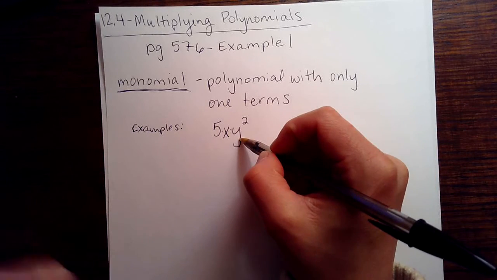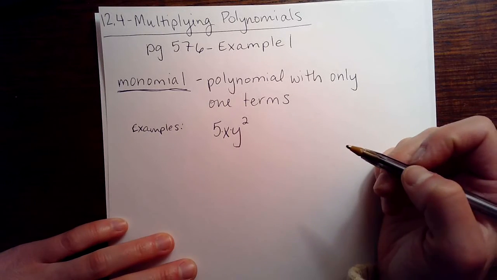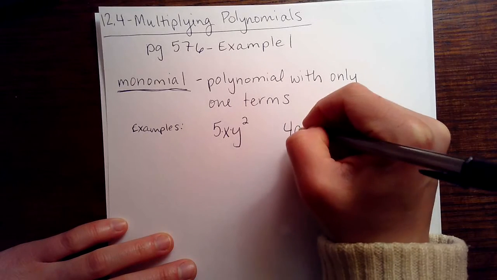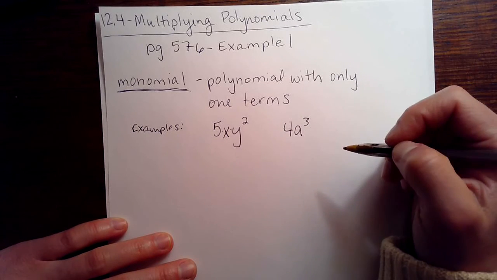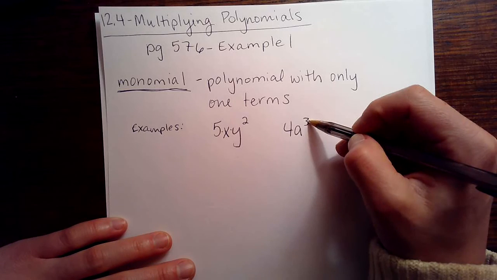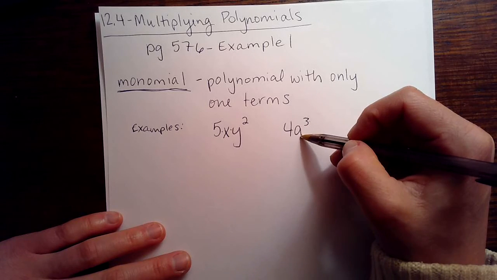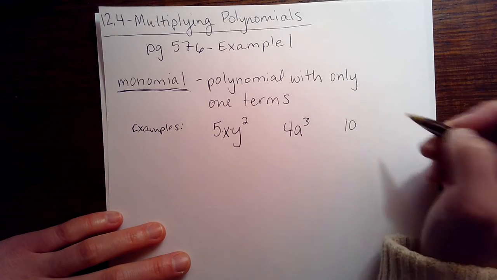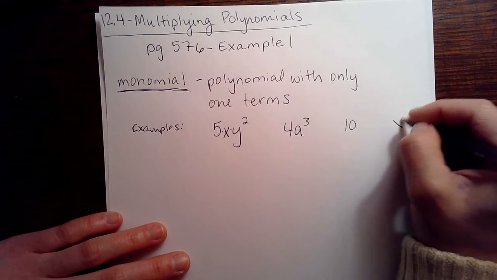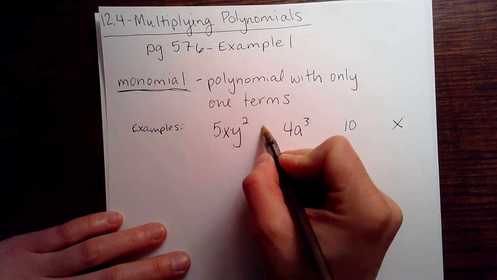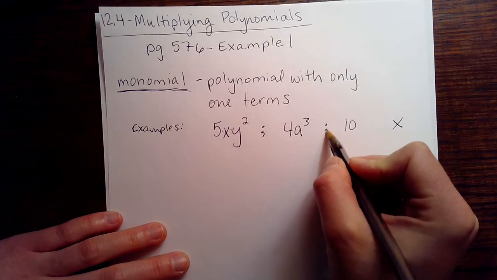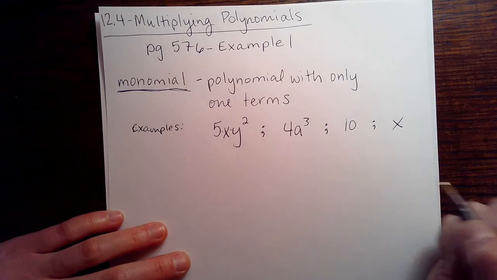That's a monomial. Another example would be something like 4a to the third. Could be any variable as long as it's multiplied. Remember that exponents are just long multiplication. Could be a constant. It could be just a variable. All of those are examples of monomials. There are 4 different examples there.